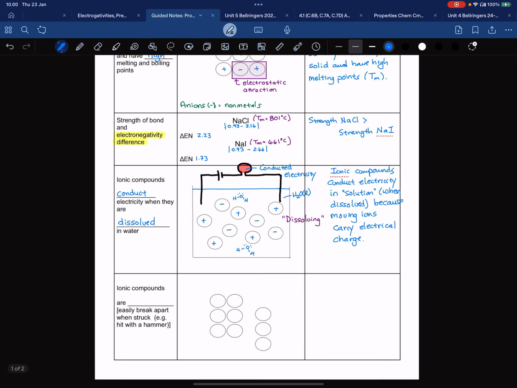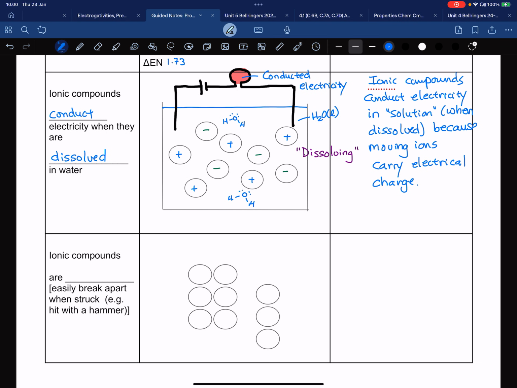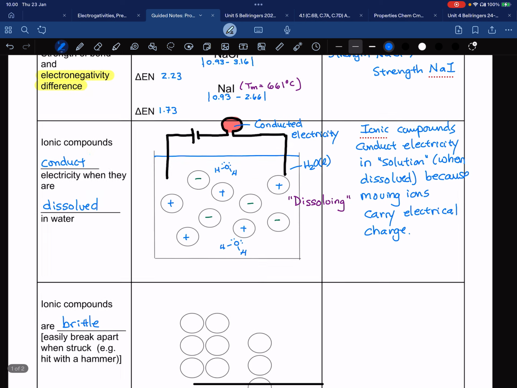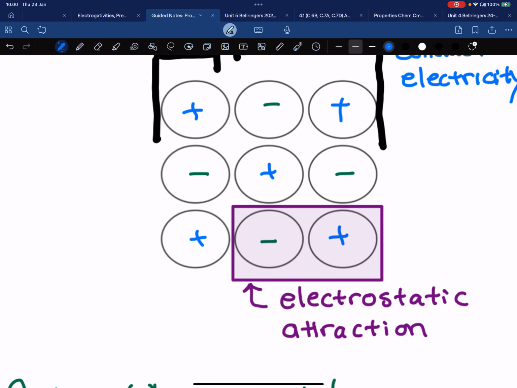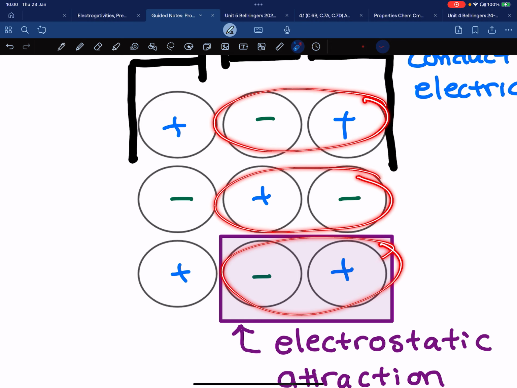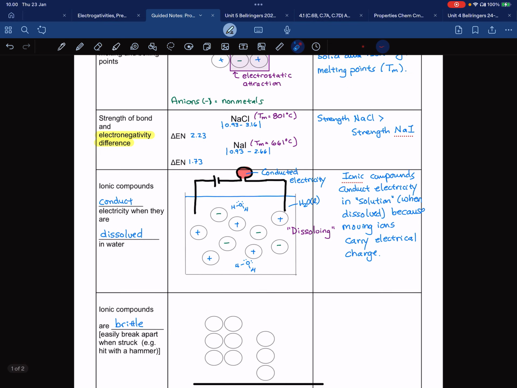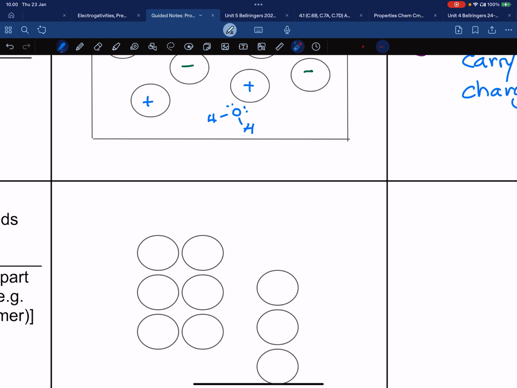All right. Finally, ionic compounds are very brittle. They break easily when you strike them with a hammer, okay? The reason ionic compounds are strong is because that positive is attracted to that negative, that positive to that negative, that positive to that negative. So you have that electrostatic attraction. If you hit them with a hammer, though, then something odd occurs.